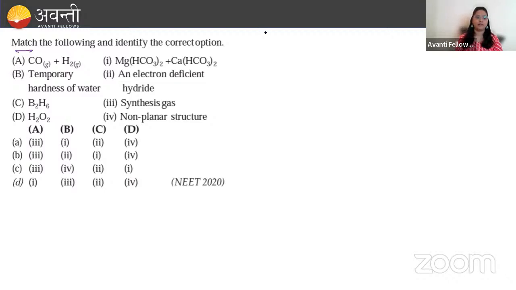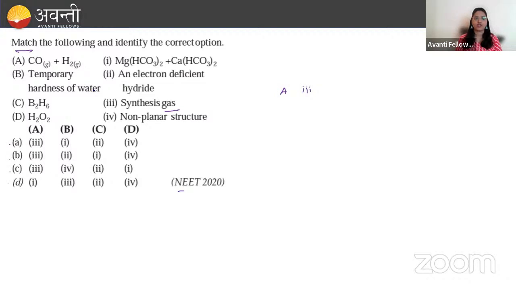A, B, C, D. Here are the options A, B, C, D. Okay, which will be the correct answer? See, this question came in the recent 2020 NEET exam. Yeah, CO+H2, what is that? It is water gas, or it is also known as synthesis gas. So A will have 3. Okay, next, temporary hardness of water is due to the presence of what?